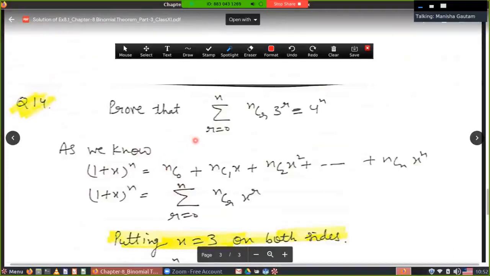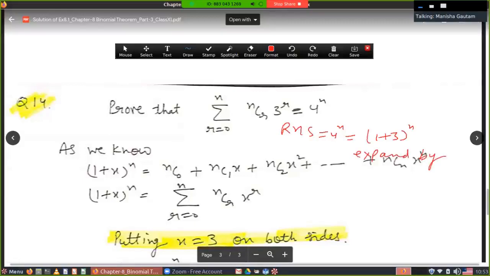Now this question can be expanded like this. Let's discuss one more way of doing this question. I'm giving you a hint; do the question accordingly. This is the second way. Suppose you take the right hand side, that is 4 to the power n. You can write it as 1 plus 3 whole power n. Now expand it.